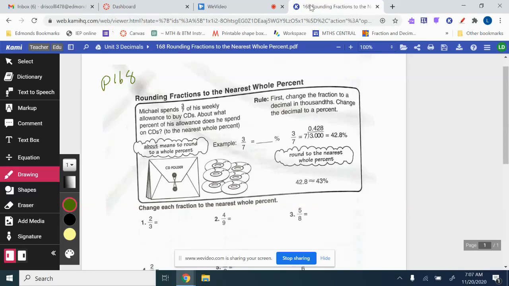So get your calculator out. Our goal today is just to take these messy fractions and see what the percent is.